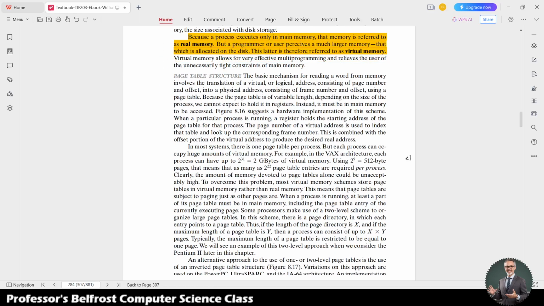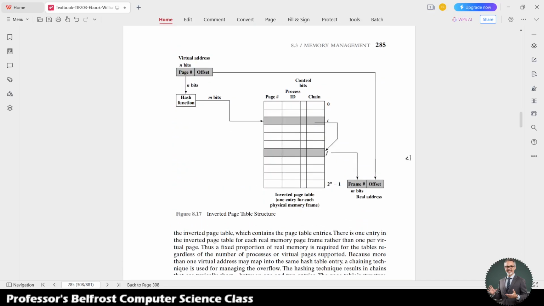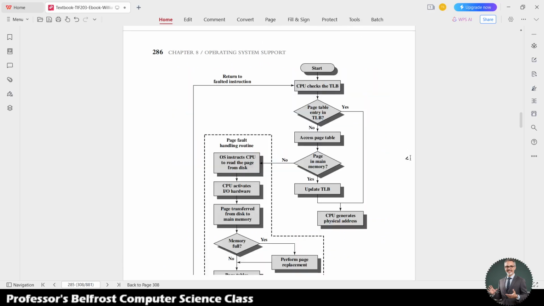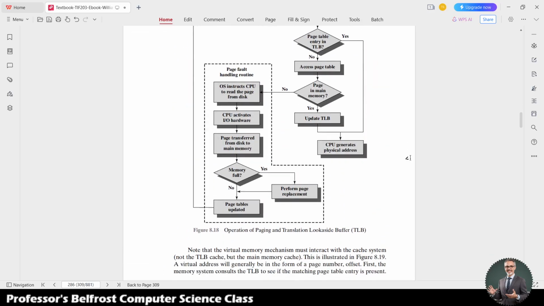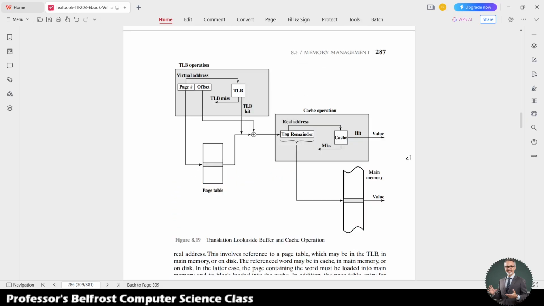Okay, then we have page table structure. I will just skip it because it's kind of too specific.